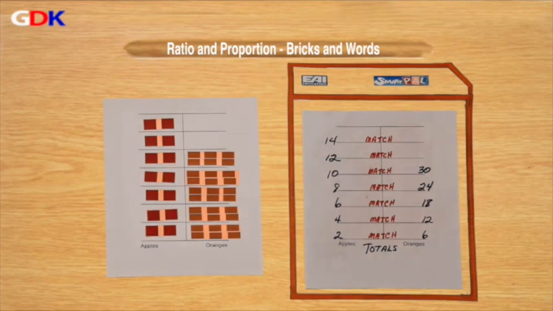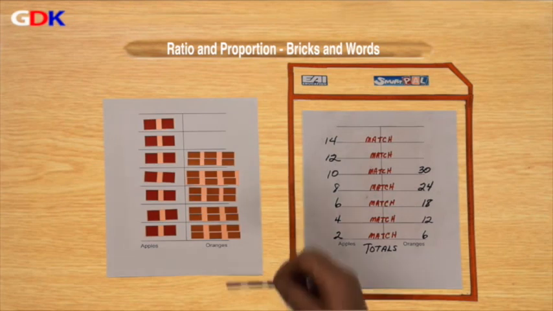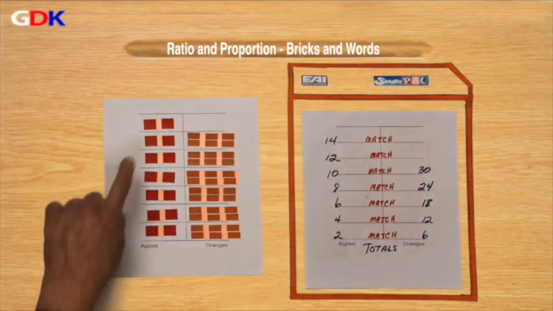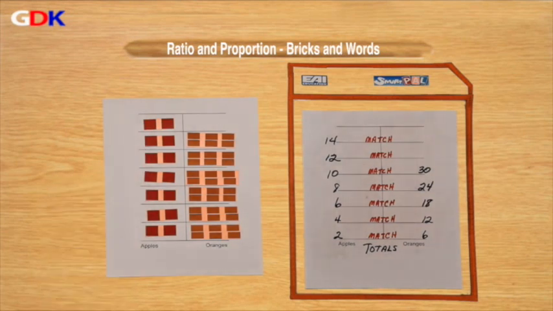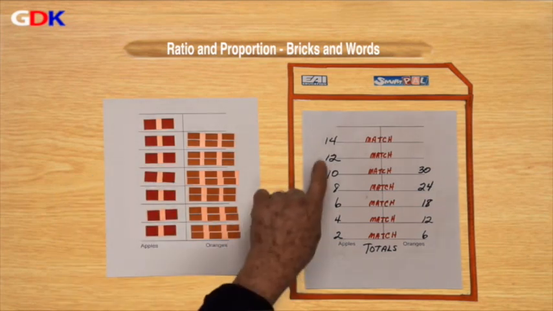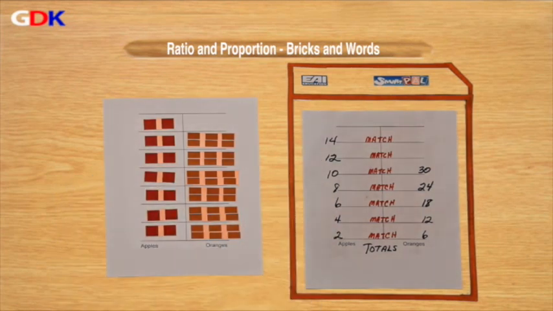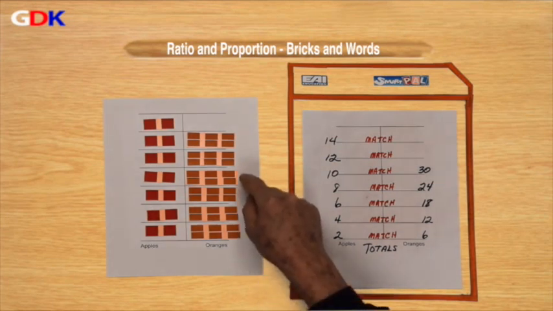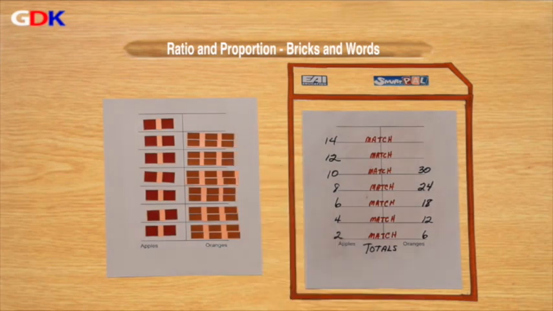Again, I'm going to add another set of 6 oranges to match up with this set of 2 apples. So now I have 2, 4, 6, 8, 10, 12 apples right here. That's my total number of apples. And the question is, how many oranges do I have? I have 6, 12, 18, 24, 30, 36 oranges.